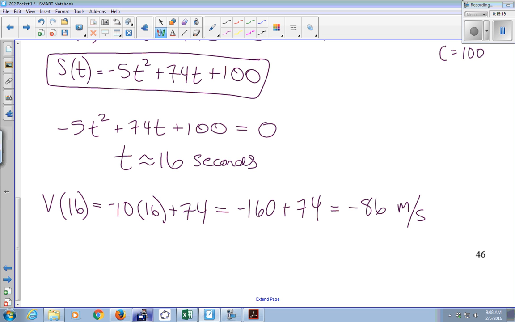And does it make sense that this number came out negative? How come? Yeah, the velocity has direction, and this is a falling object moving down, so its velocity should be negative.